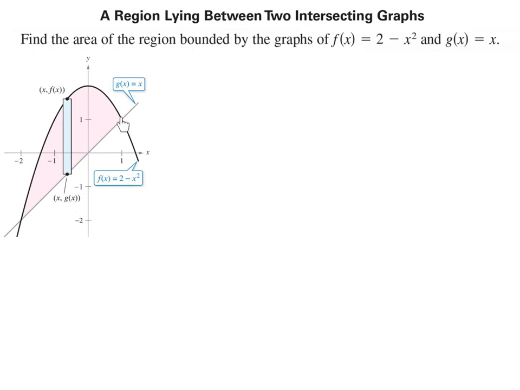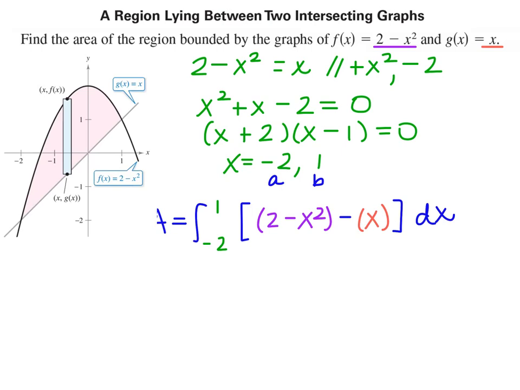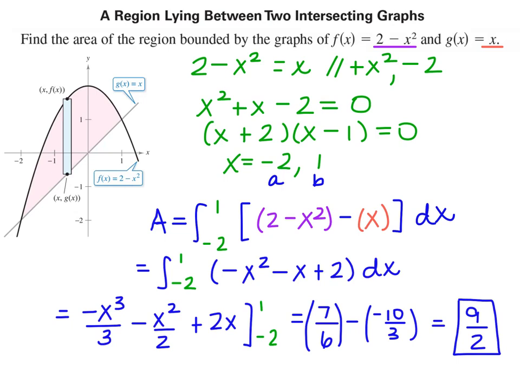I can find them either graphically, or I can set these two equations equal to each other and find what those a and b values will be. And what that looks like is 2 minus x squared equal to x. I move over these two items and I have a quadratic set equal to 0. I factor and I find my a value to be negative 2 and my b value to be 1. So I place those here and I have my area equation. Going to integrate, plug those in, and then find my area.